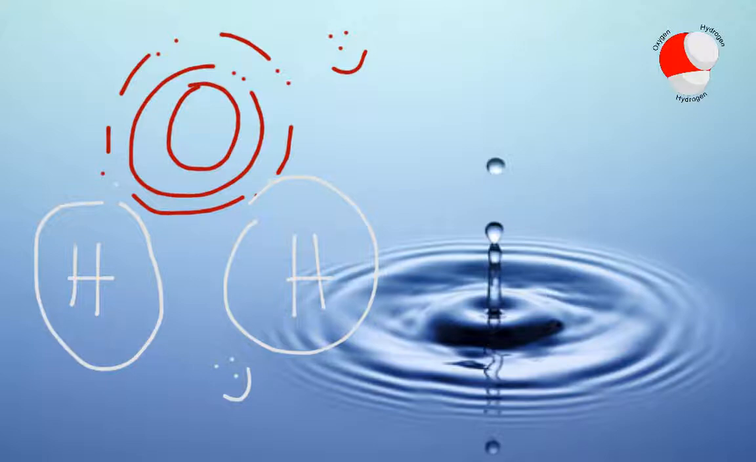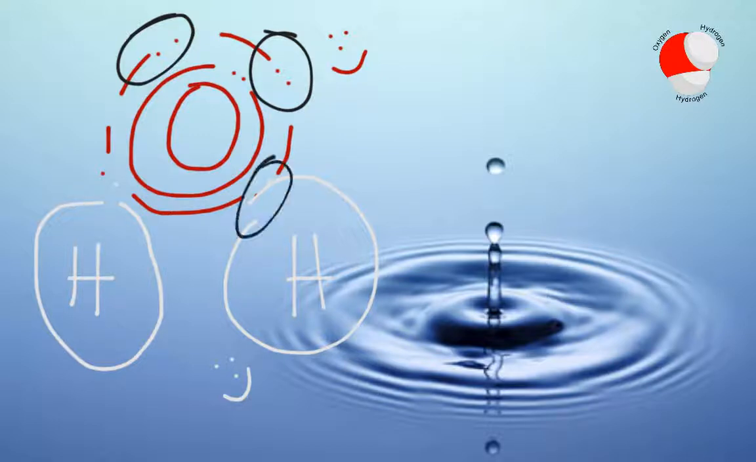But there's a couple things we need to notice here. One thing is that we've got some extra pairs of electrons hanging out. So even though oxygen is covalently bonding right here and right here with these two hydrogens, it does have these two extra pairs of electrons, and those extra pairs of electrons are going to be the major contributor to the reason water has the shape that it does.